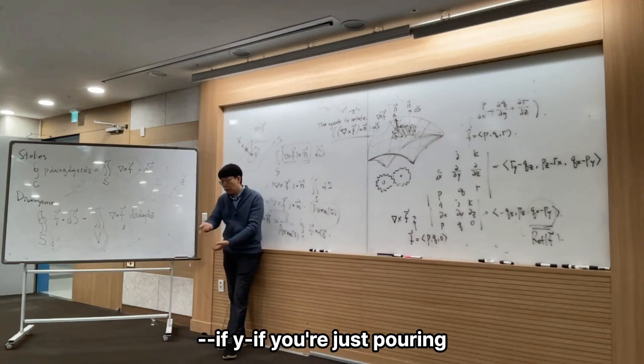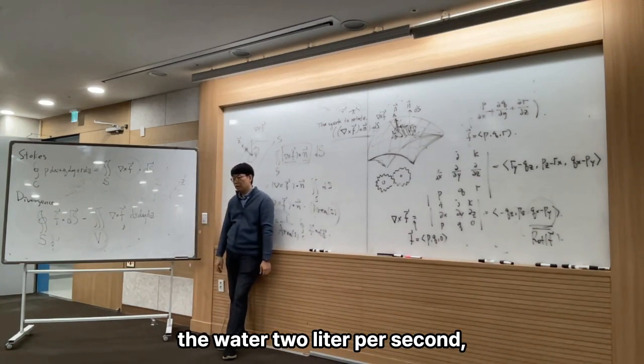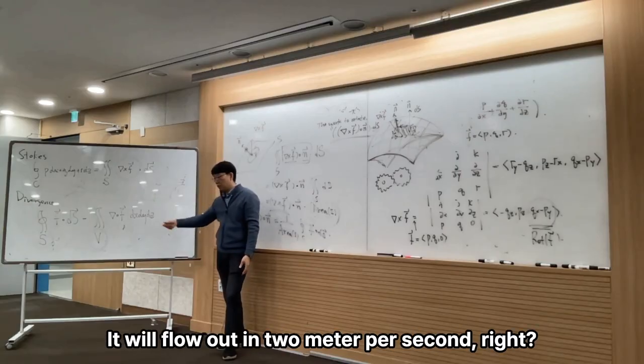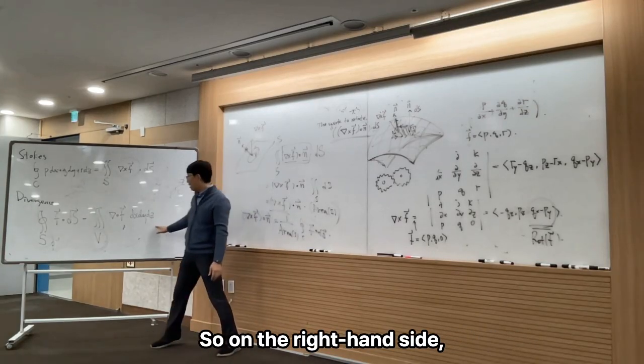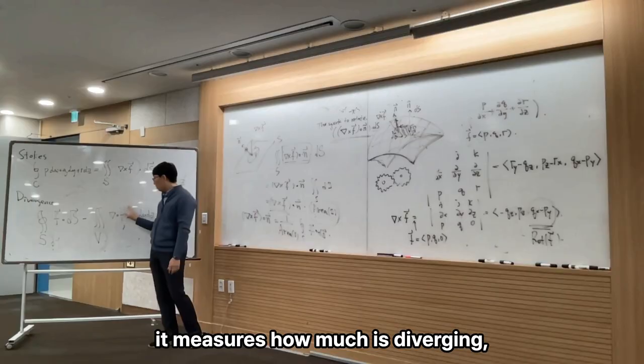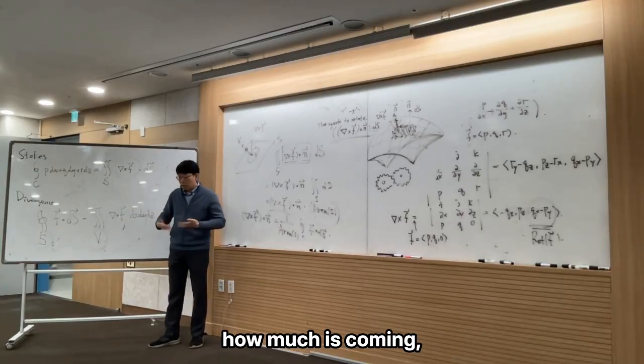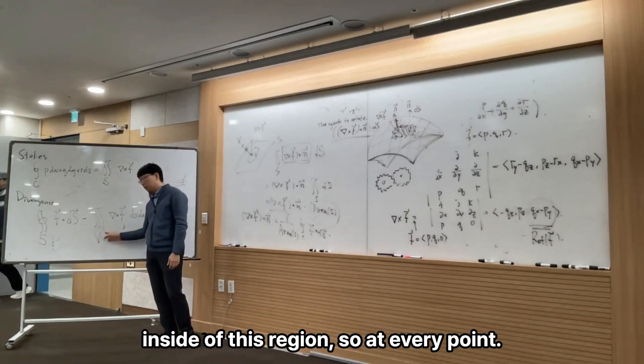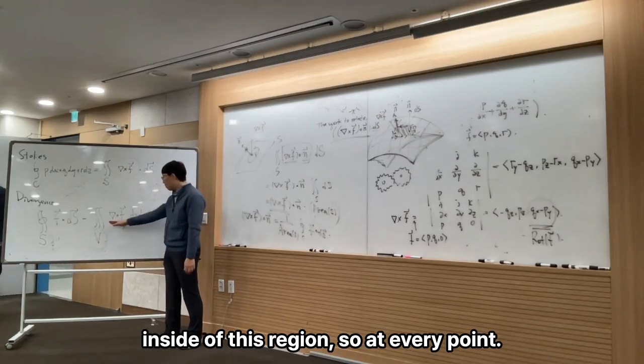If you're pouring water in at 2 liters per second, then you don't have to measure how much is flowing out of the pipe. It will flow out at the same rate. So the right-hand side measures how much is diverging, how much is being generated inside of the sphere, inside of this region, at every point.